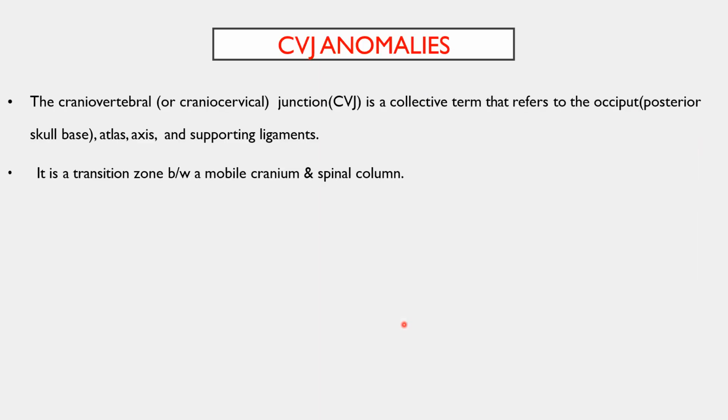Next, last one is CV junction abnormalities. CV junction mainly constitutes the occiput bone, atlas, axis, and supporting ligaments. It is the transition zone between the cranium and the spinal column.